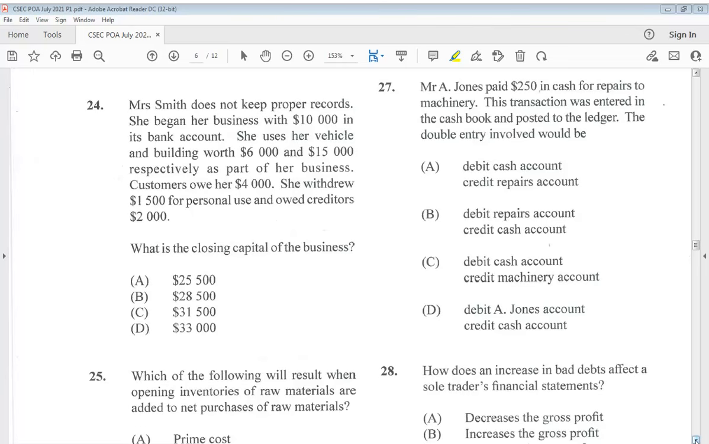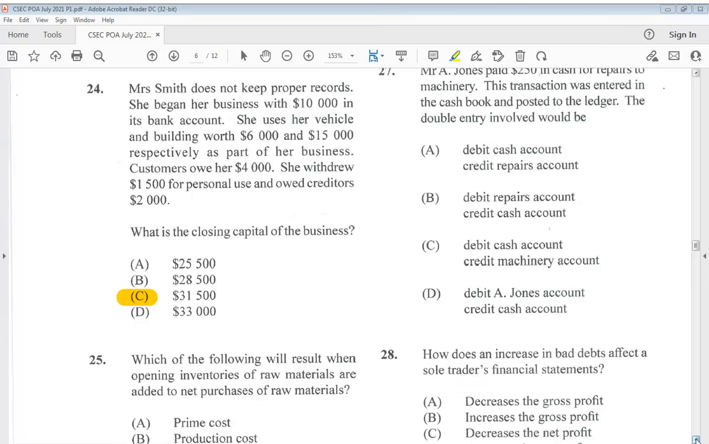Customers owe her $4,000, so that's debtors. So back up to our assets. We had motor vehicle, $6,000, building, $15,000, and then debtors owed her $4,000. So that's 21 and 4, that's $25,000. And then we subtract our liabilities, which we got $3,500. So that's a total of $21,500. And then we add that to what she had in the bank of $10,000. So our total would be $31,500. C would be the answer.